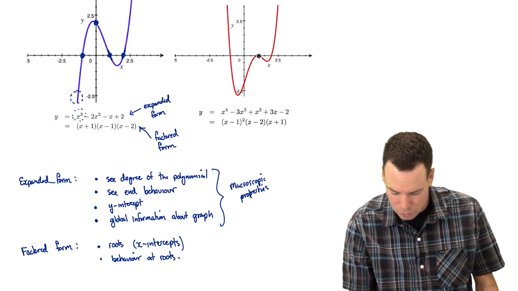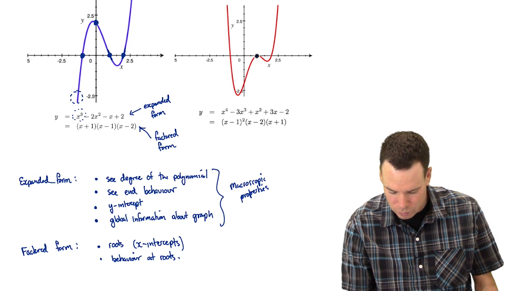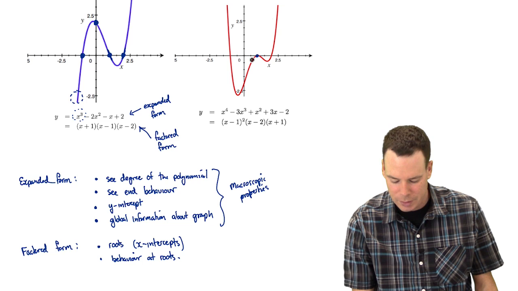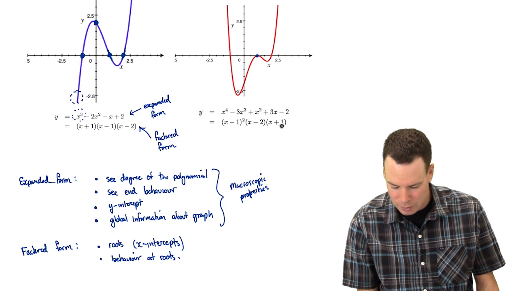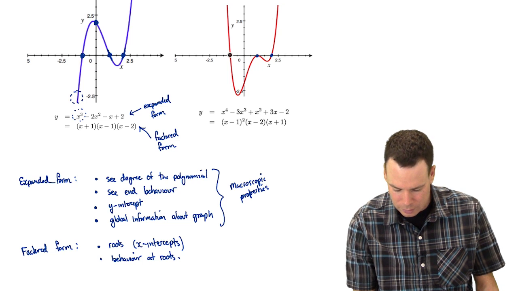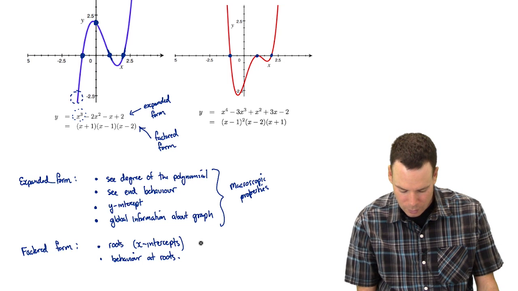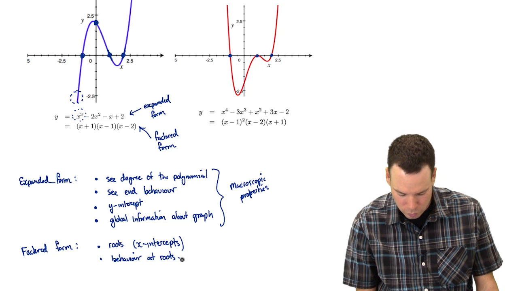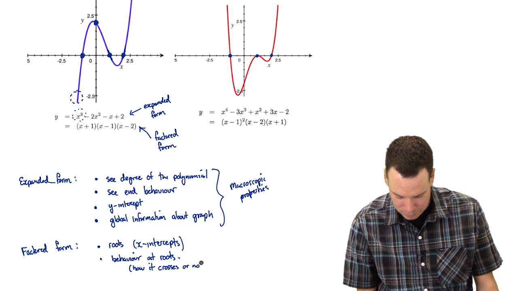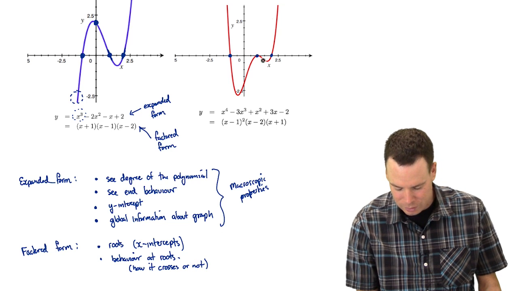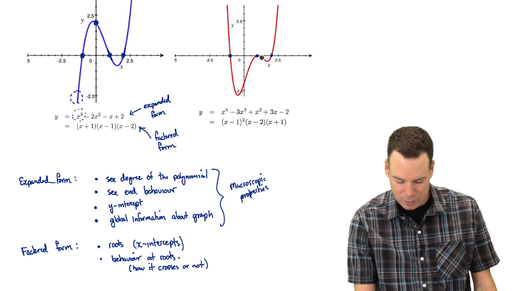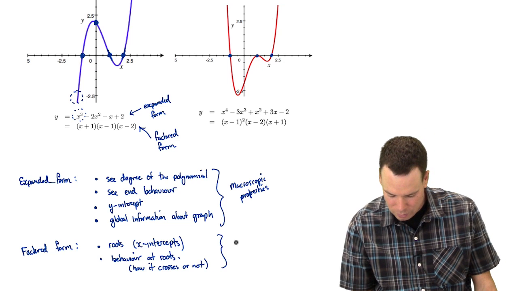And so it would turn around there. And it would turn around and look locally like a parabola at that point. Whereas at 2 and -1, it should cross like a line crosses. So that's what I mean by behavior at roots. Maybe I should say how it crosses or not. In the case of, we're essentially not crossing here when it looks like a parabola, but how it crosses or not. So these are, in some sense, microscopic properties.